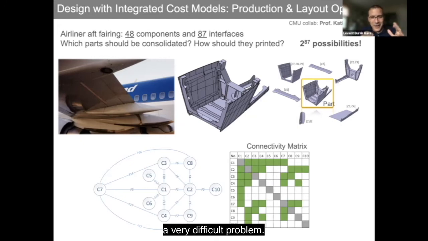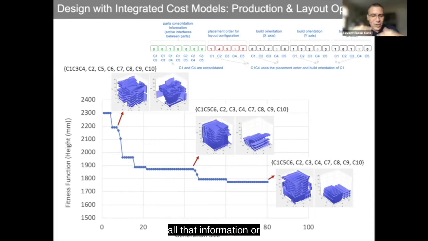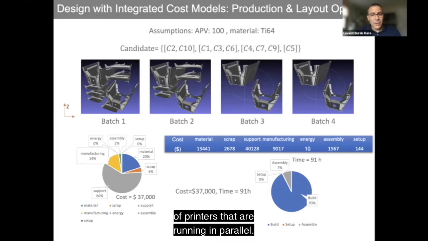And it turns out that this is, again, a very difficult problem. There are 2 to the power 87 different possible solutions to this problem. It's a combinatorial problem, very challenging to solve through heuristics. But using advanced methods, we're able to generate solutions for which the system automatically tells us which parts should be consolidated. And not only that, how should those consolidated parts be arranged in a 3D printer? In fact, we can have multiple different batches of printers running in parallel, and the system automatically configures this for us in a short period of time. We can also produce, as a byproduct, the total cost of producing, for instance, a production unit of 100 different fairings, and we get very quick cost estimates based on this advanced approach.